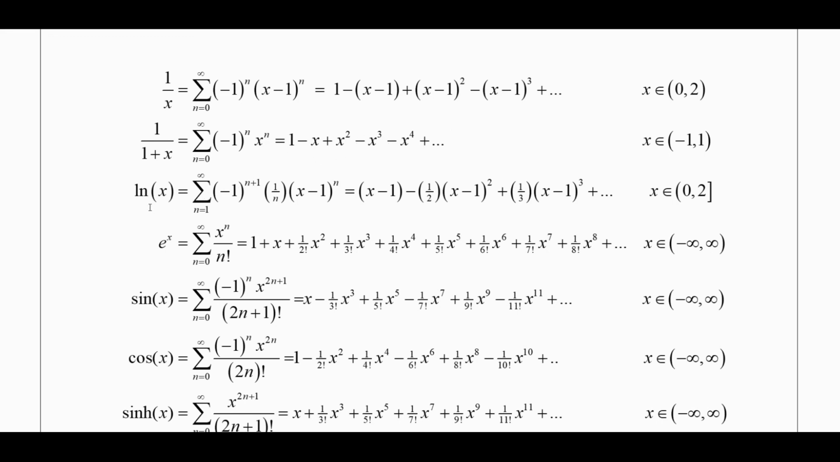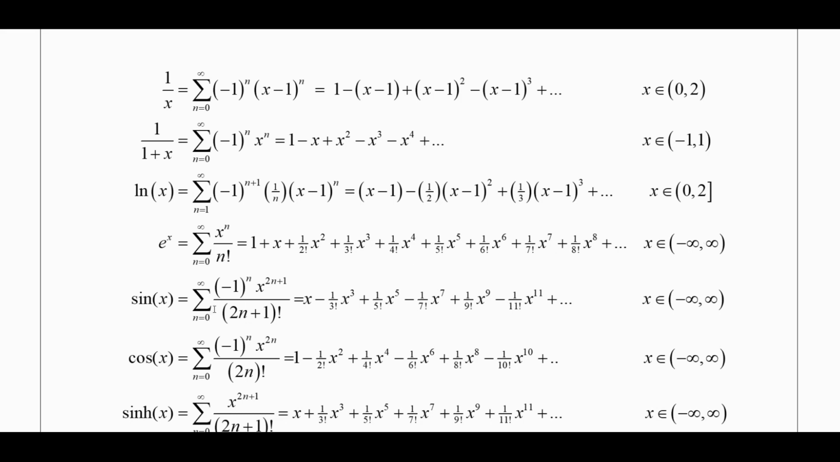Those are alternating series. Natural log of x we can find centered at 1 this way, negative 1 to the n plus 1 times 1 over n times x minus 1 to the n. You see it worked out there. That's valid from 0 to 2, 2 included but not 0. E to the x is a particularly nice one. It's just x to the n over n factorial, all positive terms, valid everywhere.